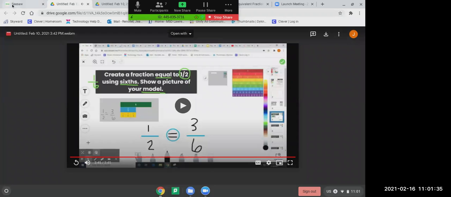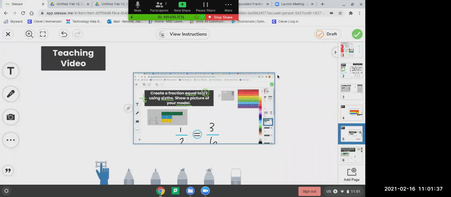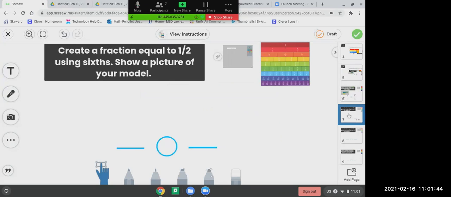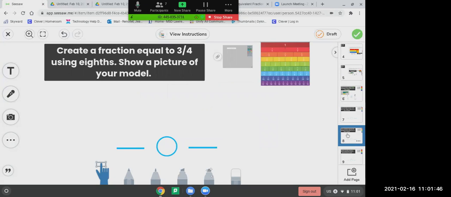All right, so we have just seen a second teaching example from slide number 5. Please join me and click on slide number 8. Let's go ahead and skip number 7 and go to slide number 8. We're going to do this one together to practice using our fraction tool and putting a picture on Seesaw to show our model. Let's do it together.